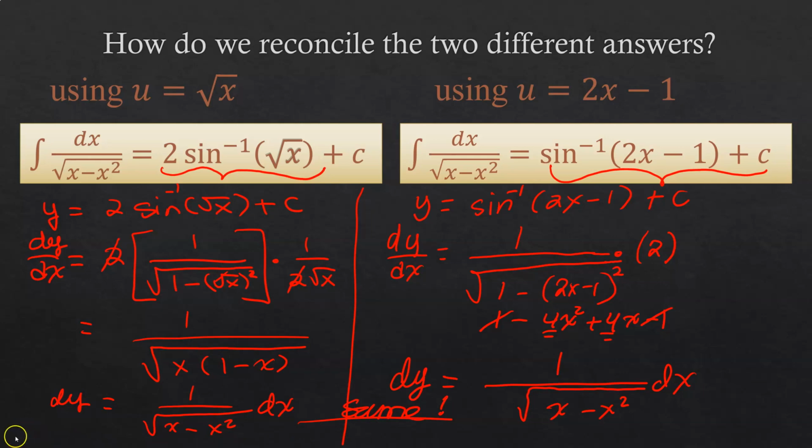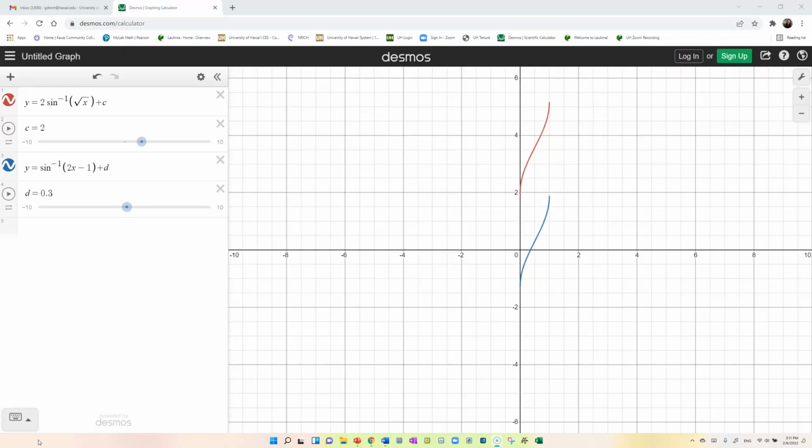Now, another way of looking at this is to look at it using a graph. Okay, so hold on for just 1 second. I'm going to go to Desmos and pull up the graph. All right, so looking at the graph here, the first function is 2 inverse sine of square root of x plus c, and I'm going to go ahead and set c to be 2 for now. Why 2? I don't know. It fits the screen. Okay, and then the second one, the blue, is inverse sine of 2x minus 1 plus d. I can't use the same c, so I'm using d. Okay, so that's the blue.